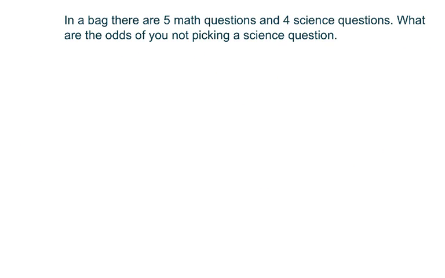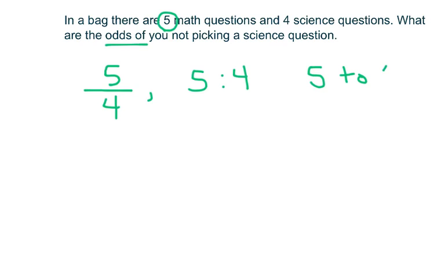Let's say we have a bag where there are 5 math questions and 4 science questions. What are the odds that you don't pick a science question? If you're not picking science, you're picking what? Math. So the success of not picking a science, so really you're picking a math, is 5 to 4. You could also write it as 5 to 4. That's the odds of not picking a science question.